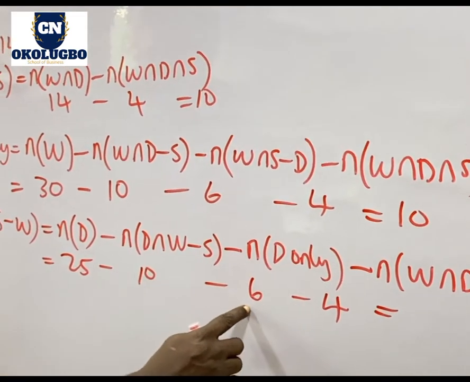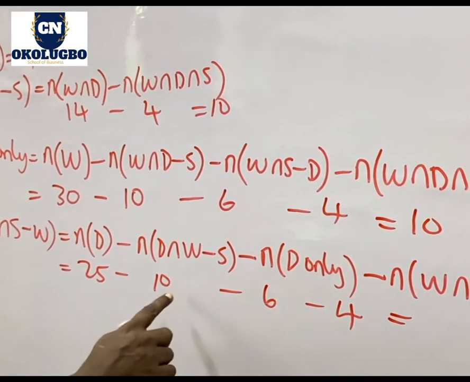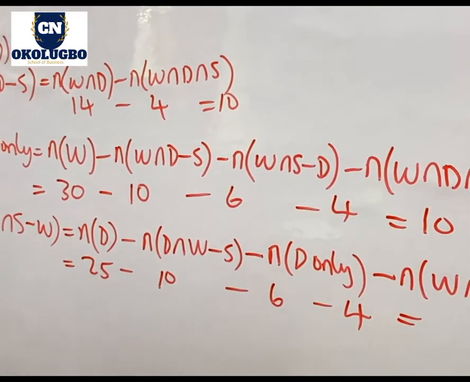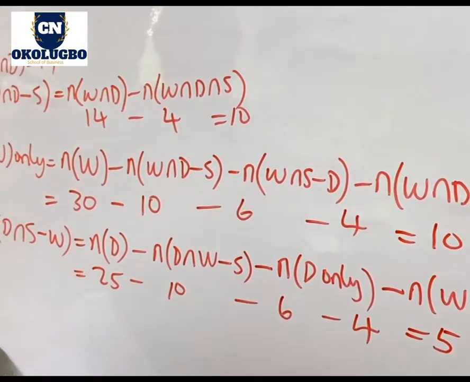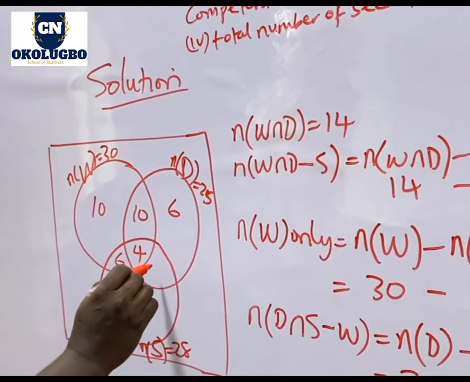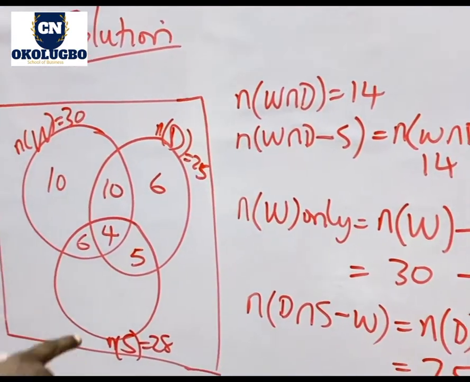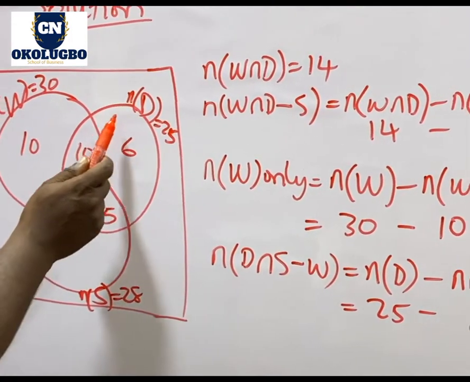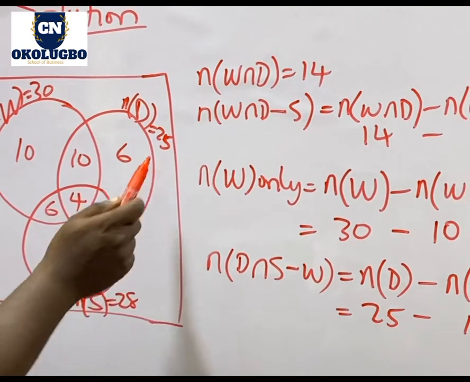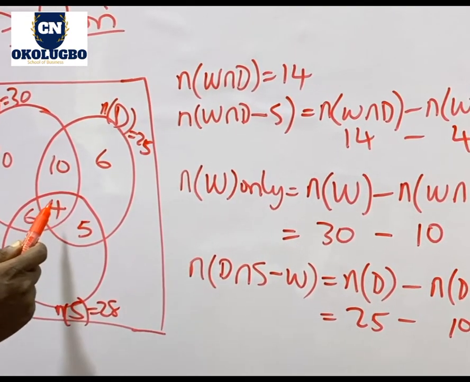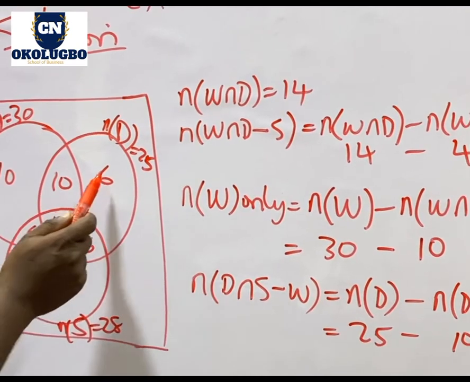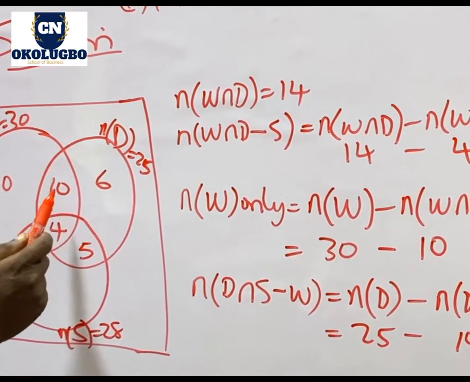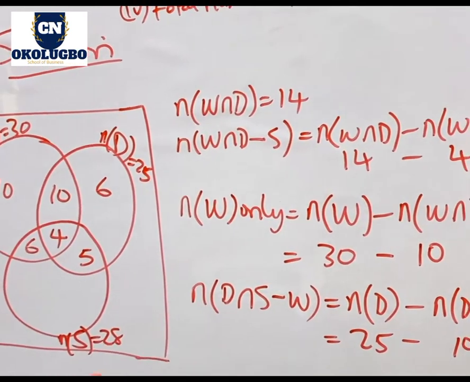So what would that leave us? This will leave us with 6 plus 4, that is 10, plus another 10, that's 20. 20 from 25, we're going to have 5. So this answer here will be 5. Now, let's test it. We have 25. If you add all these 4 sections here, it should give us 25. This is 10 plus 6 plus 4 is 10. 10 plus 10, 20. 20 plus 5 is 25. So we're correct. Let's move to the next one.